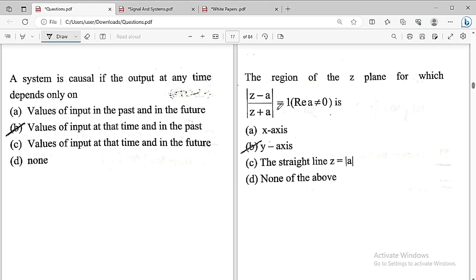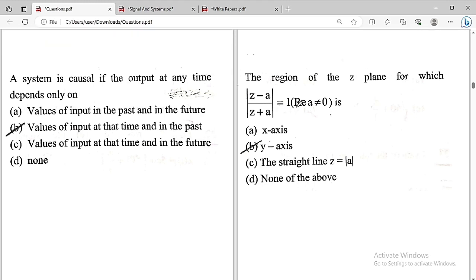Now we are going to solve the other question. See the question here. The region of the s-plane for which |z - a| / |z + a| = 1, where the real part of a is not equal to 0. So definitely we can say a is a complex number.